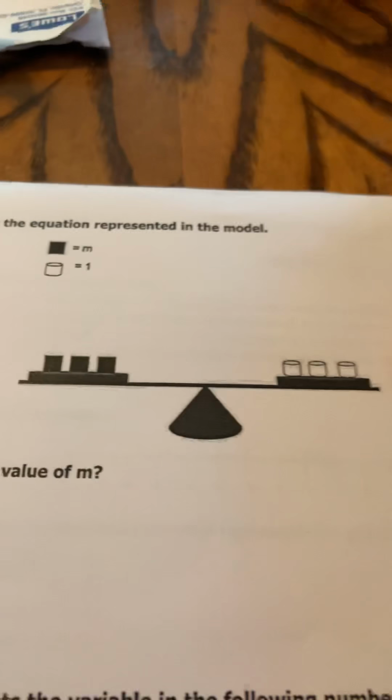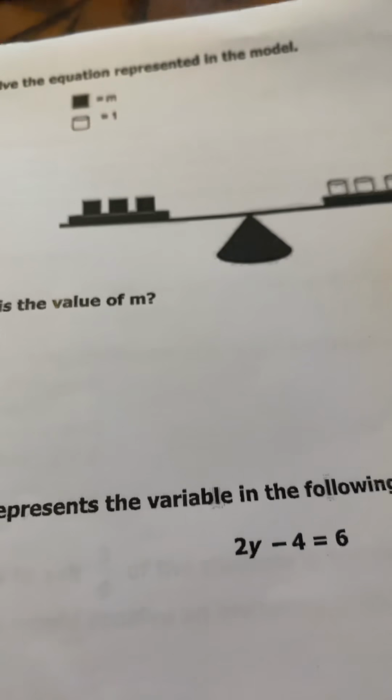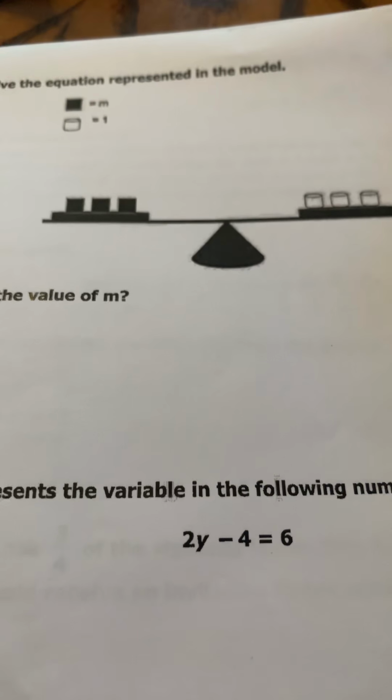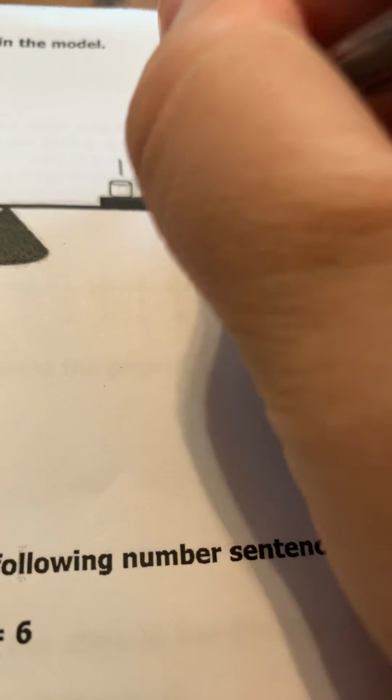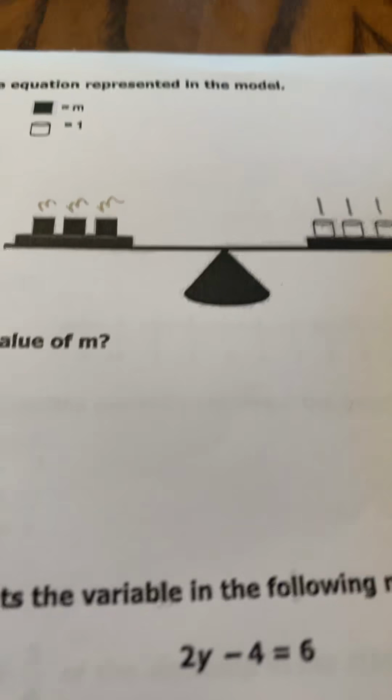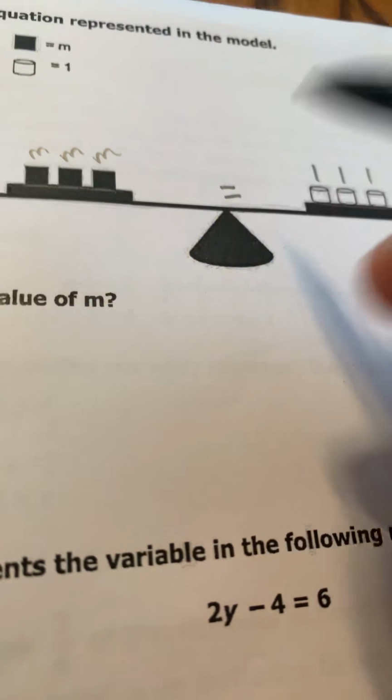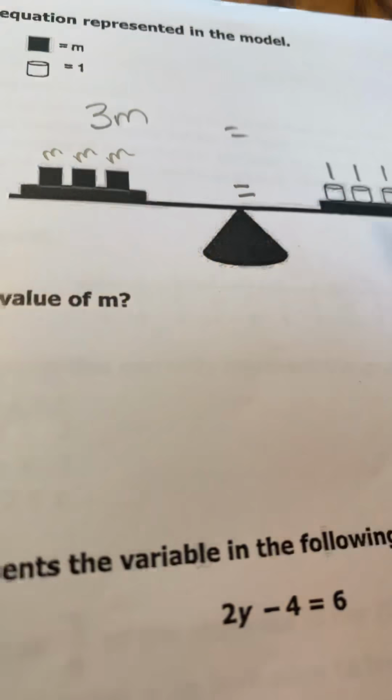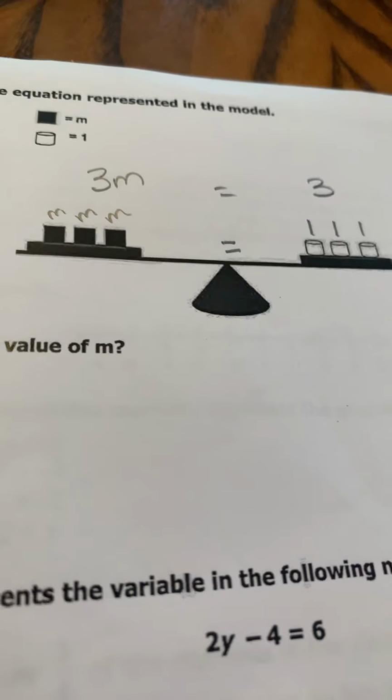All right. 34. Solve the equation represented by the model. Okay? So first thing I need to do is figure out what my model is actually telling me. Okay, so my squares are M, so I know that's an M, that's an M, that's an M. That's 1, that's 1, that's 1. So if I write that as an equation, again, the middle is always going to be equal to, so that's 1M, 2M, 3M is equal to 3.